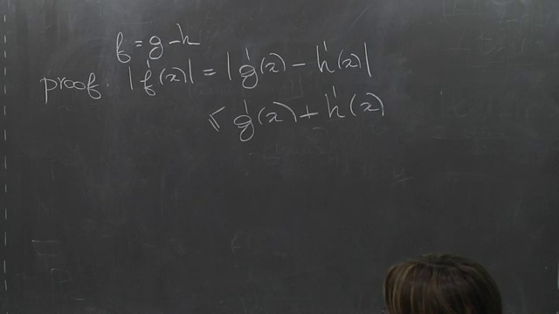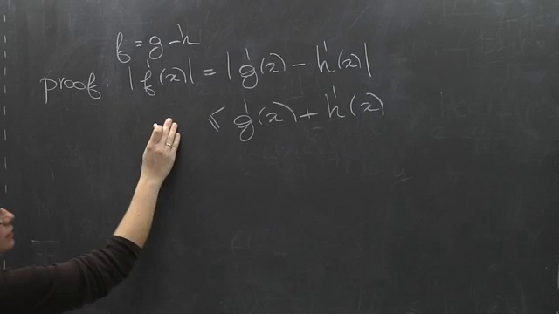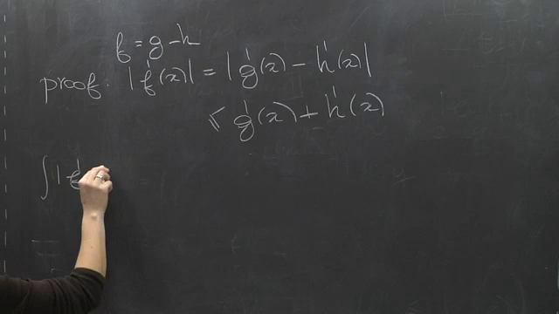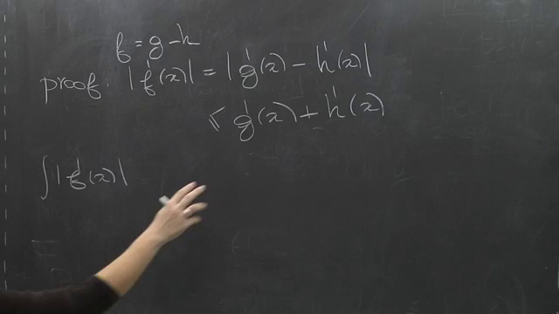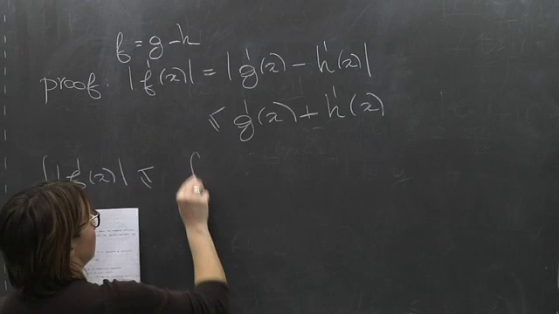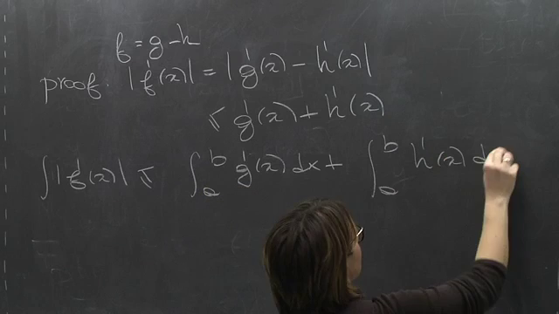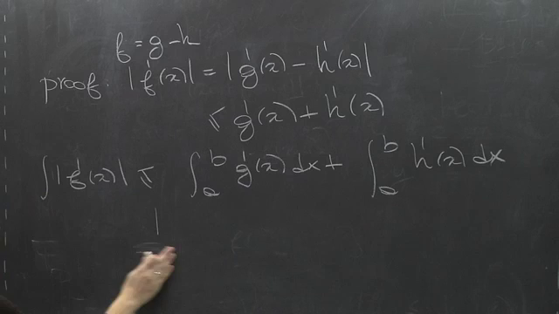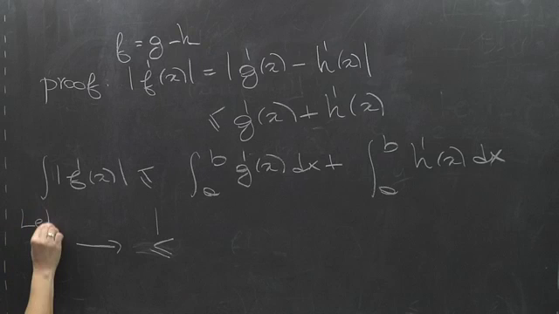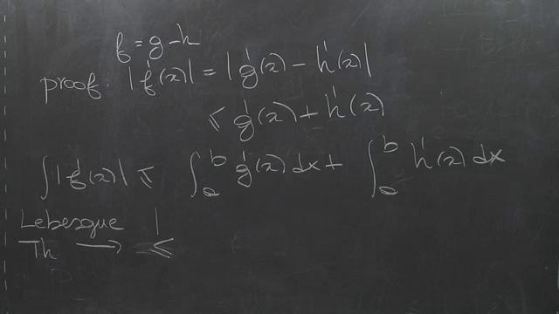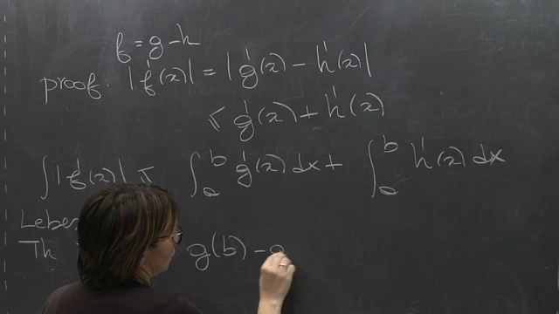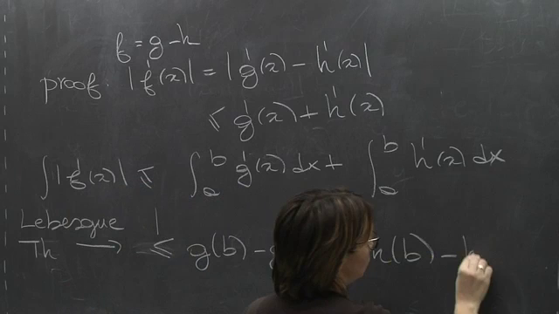Okay, so the idea here is to use the Lebesgue theorem. We integrate this inequality. We want to use the Lebesgue theorem for those two. This is less or equal than the integral over ab of g prime of x dx plus the integral over ab of h prime of x dx. Now we use at this point the Lebesgue theorem. So we know that this is less or equal than g evaluated in b minus g evaluated in a plus h(b) minus h(a).